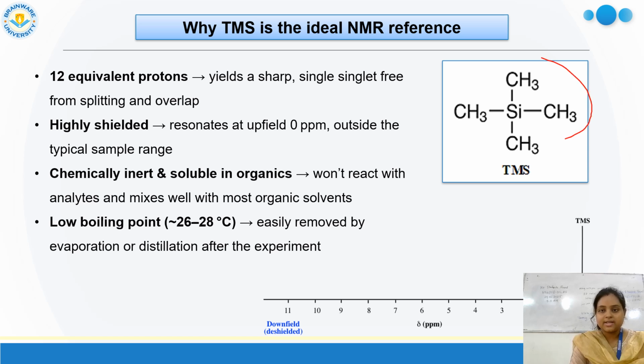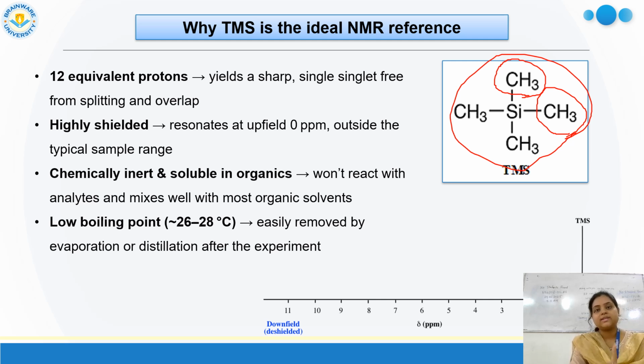Tetramethylsilane, this is the chemical structure. In the center is silicon, and four CH3 groups are attached to it. You can see that all the CH3 groups are the same, chemically equivalent. So they will show only one single peak, and it is the most upfield, the most shielded. That's why it is taken as 0 ppm.